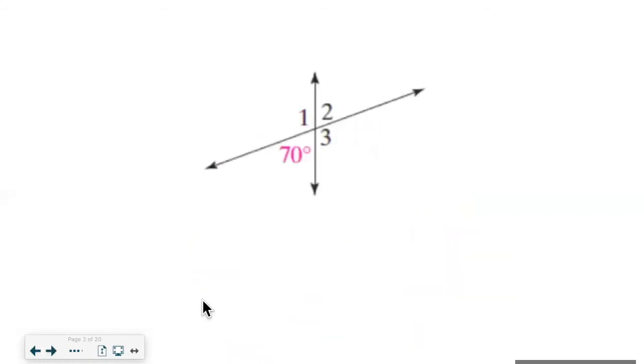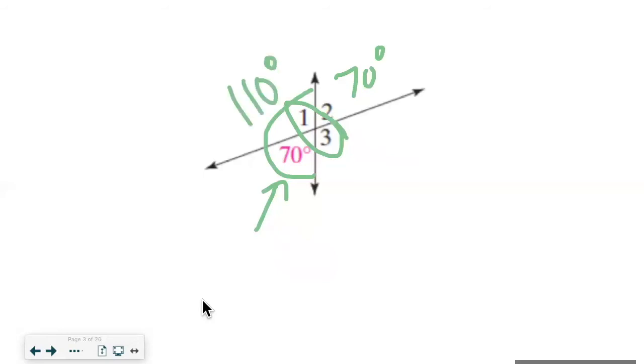And here's another example. If this angle is 70 degrees, that means its vertical angle is also 70 degrees. And then angle 1 and 3 are going to be the same because they are vertical. But angle 1 is supplementary to the 70-degree angle. So that would make it 110 degrees, which means 110 degrees would also work for angle 3.